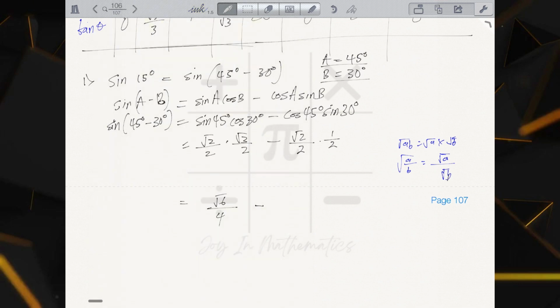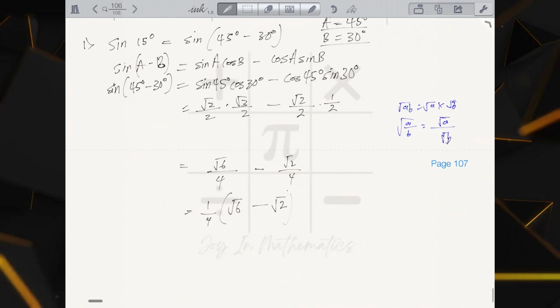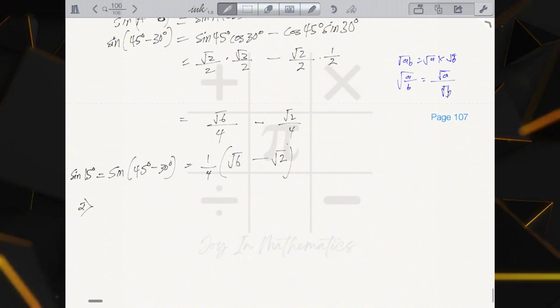So this will be root 6 over 4 minus root 2 over 4. Simplifying further, factorizing by 1 over 4, we have root 6 minus root 2, all multiplied by 1 over 4. So this is an expression for sine 45 degrees minus 30 degrees, which is equivalent to sine 15 degrees. That's question number 1. Let's move on now to question number 2.